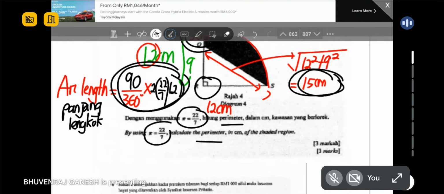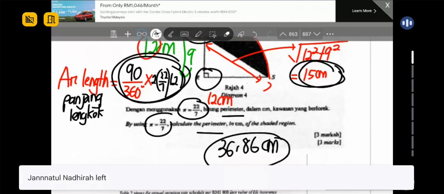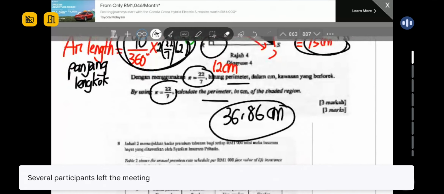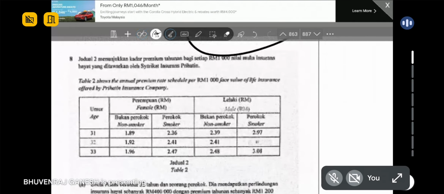So final answer, you should get 36.86 cm. If you press the calculator, you should get this. Okay, you can try and see. Okay, 36.86 centimeter. Alright. Okay, next one guys. So for question 8.